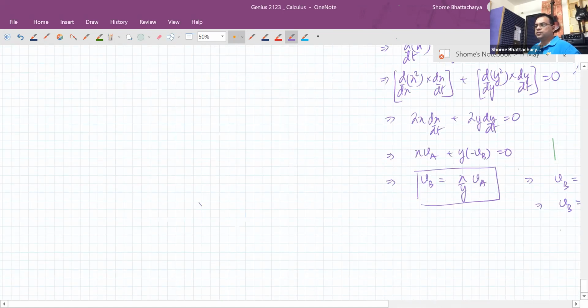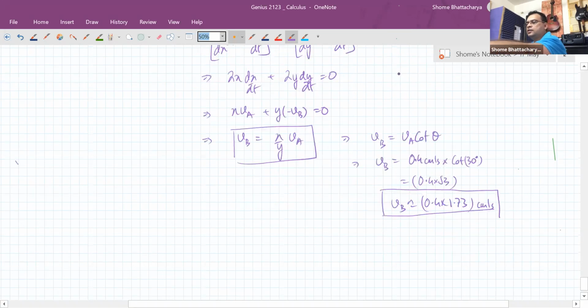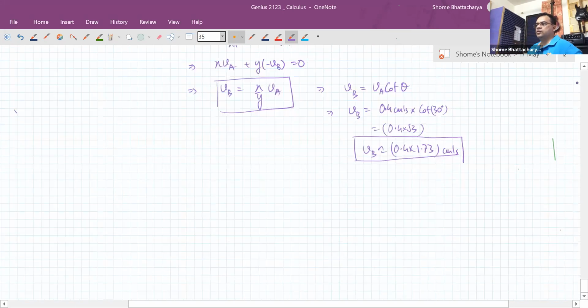Okay. So I'll substitute that value here. So cot 30 is how much? Root 3. Okay. So this will become 0.4 into root 3, or approximately 0.4 into 1.73 in centimeters per second. So that will be the instantaneous speed of that end B at the moment when the instantaneous speed of A is 0.4 and the angle is 30 degrees.